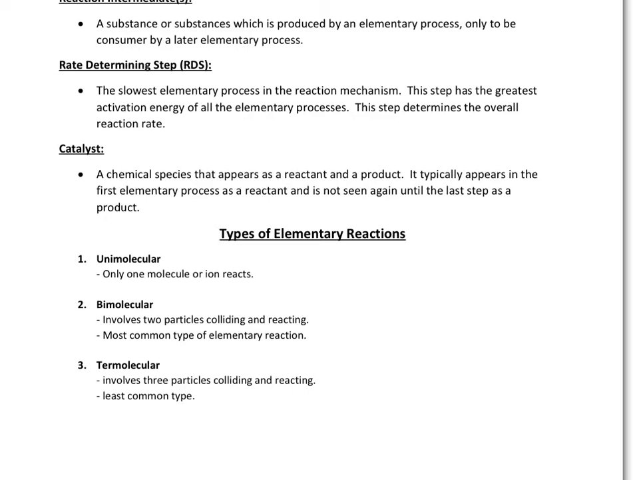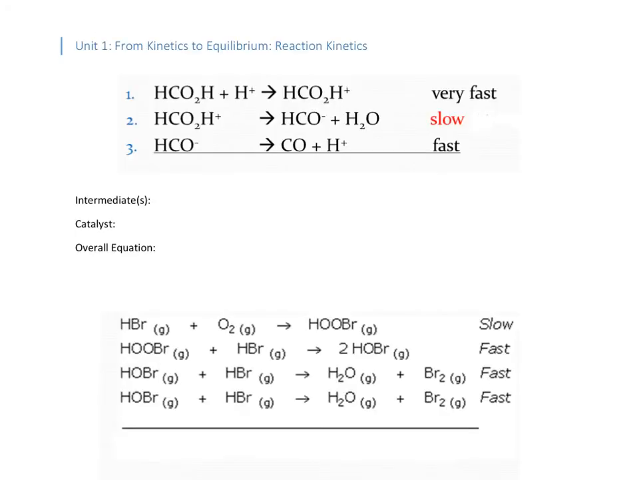There are three different types of elementary reactions. There's unimolecular, where only one molecule reacts. Bimolecular, where there are two particles colliding and reacting, and is the most common type. And then the least common type is termolecular, which involves three particles colliding and reacting.